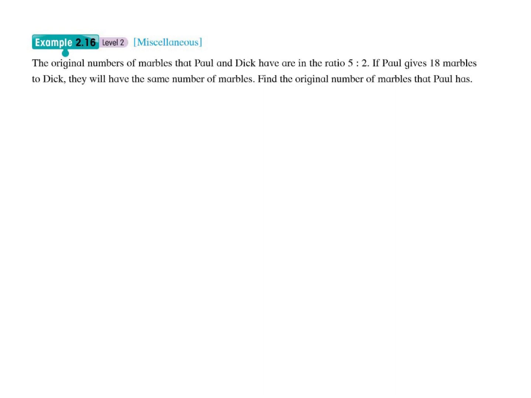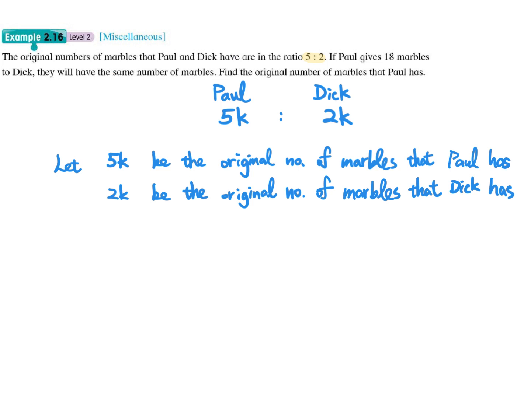Next example, we have the ratio 5 to 2. So we multiply these two numbers by k. I can let 5k be the original number of marbles that Paul has, and 2k be that of Dick. And in the question, we can know that they have the same number of marbles after Paul does something.